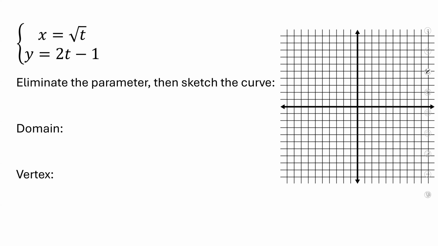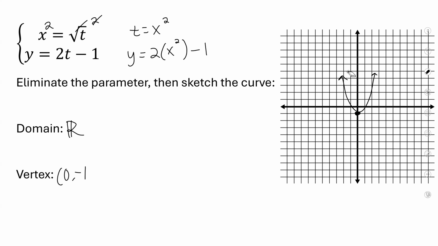Just going to finish this. All right, so we squared both sides. So we get t is equal to x squared. We substitute that into here. And then I'm going to graph it. So I know my vertex is (0, -1) right here, and it's going to look something like that. My domain is all real numbers.